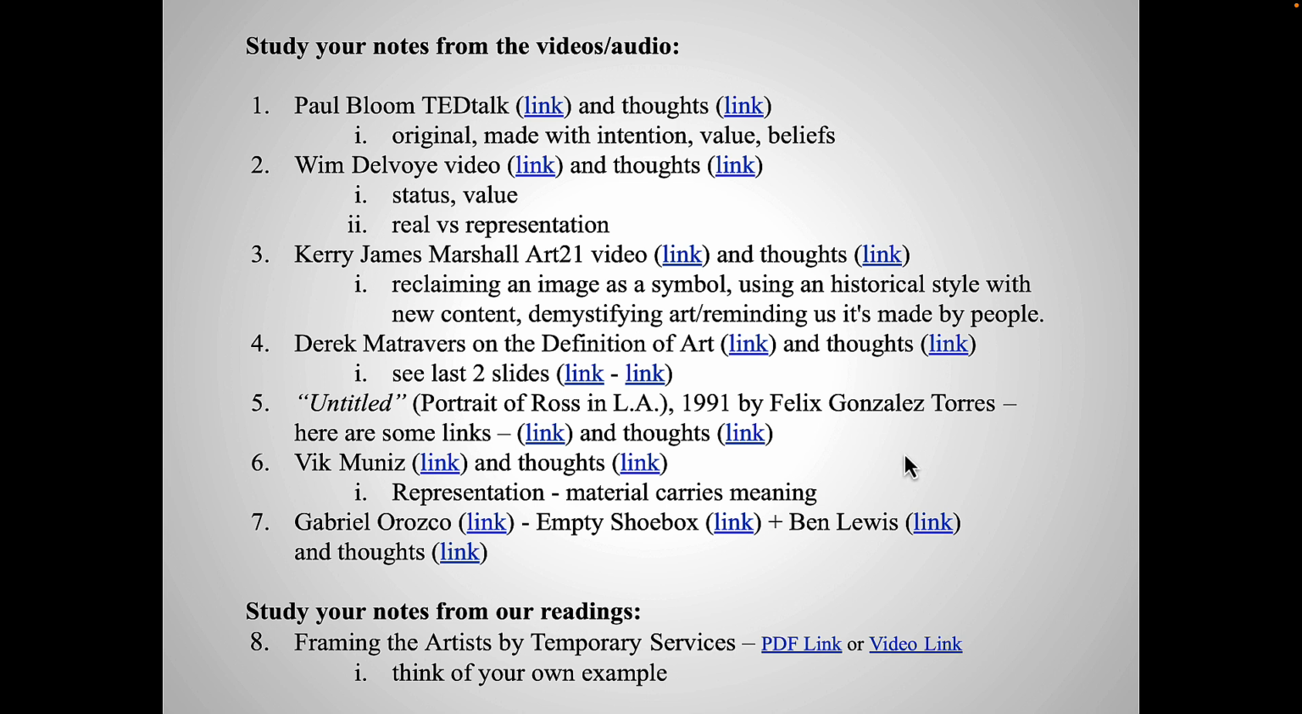Framing the Artist by Temporary Services was the PDF, and there's a video here too. I want you to think of your own example of sorts that you can come up with, that you maybe have seen, in terms of how artists are represented in media, and whether or not those representations are accurate or clear or trustworthy. Those are the things that I think are pulled from that reading, because we make a ton of assumptions as to who artists are and what they do and what they're trying to accomplish.